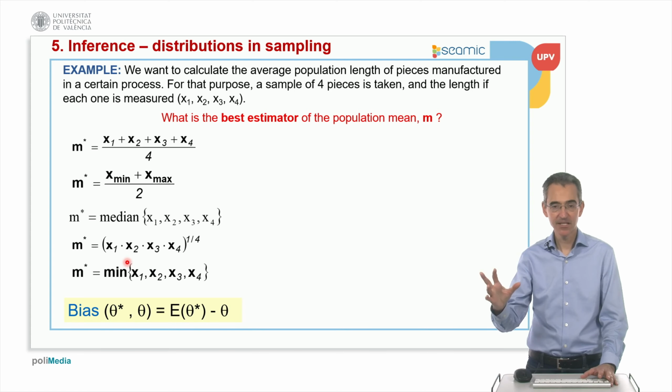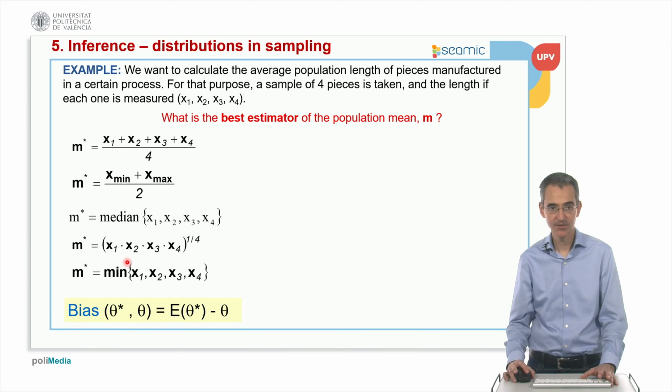Well, one concept that we have in this unit is the concept of bias. This is an important concept in distributions in sampling. The bias, this is the definition, is the expected value of the estimator minus the real value of the parameter. Well, what does it mean?